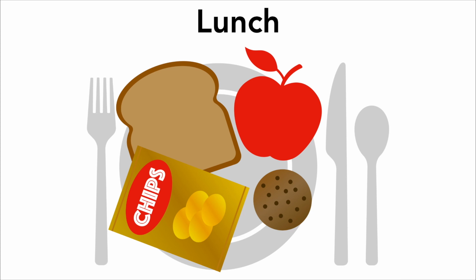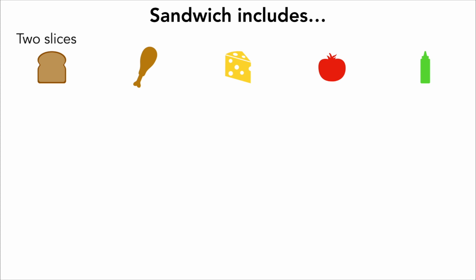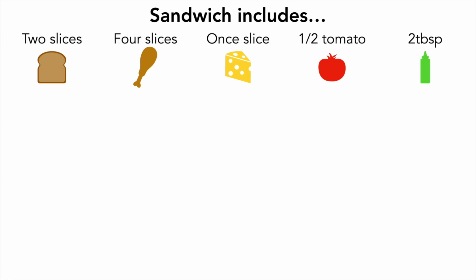Now, in order to find the carbohydrates of the total meal, we have to find the carbohydrates in each one of these items. So let's begin with the sandwich. The sandwich has 2 slices of bread, 4 slices of meat, 1 slice of cheese, half of a tomato sliced, and 2 tablespoons of condiment.